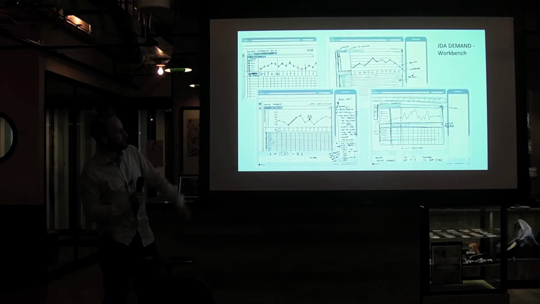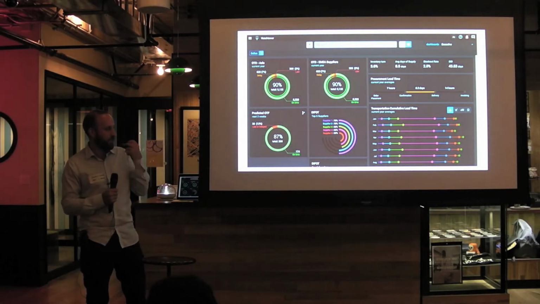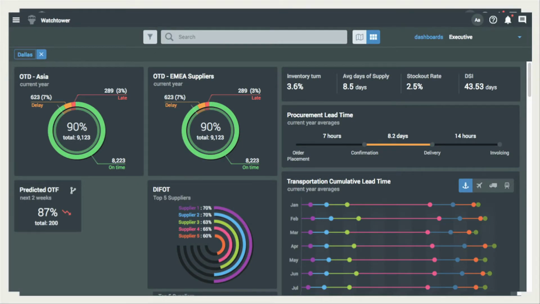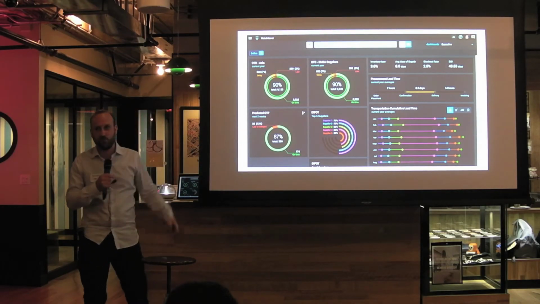Another thing that can come in by doing the framework is you start realizing, and this is not a framework, this is more detailed design, but it's just for the context. So as you can see here, predicted OTF. So this is the predictive on-time fulfillment.